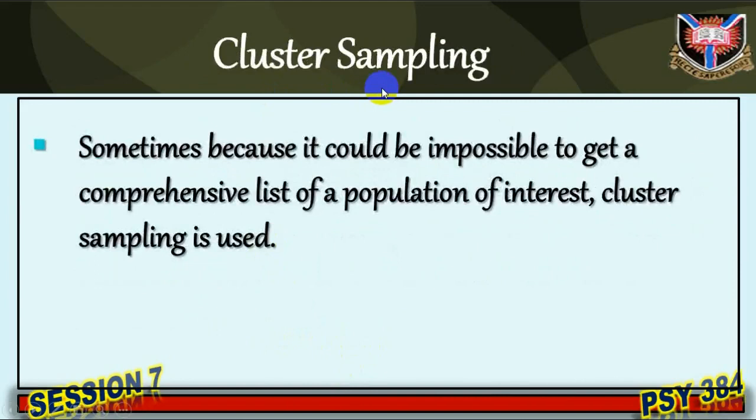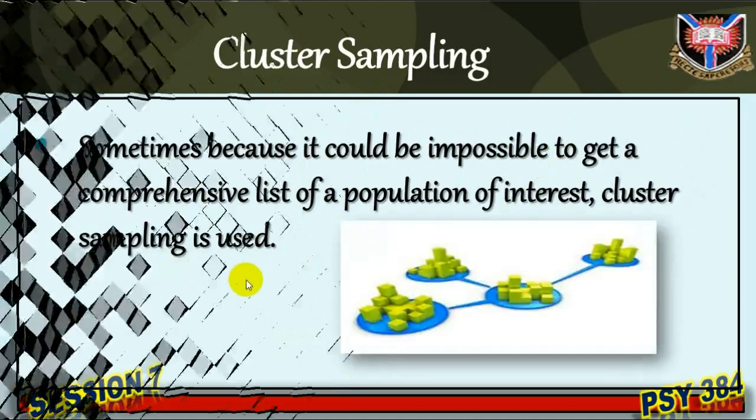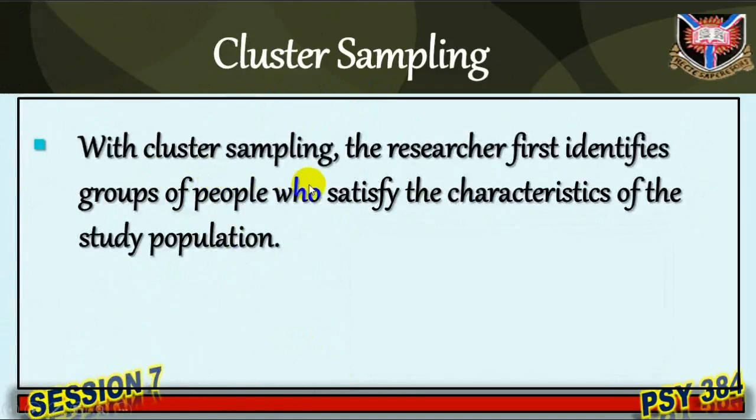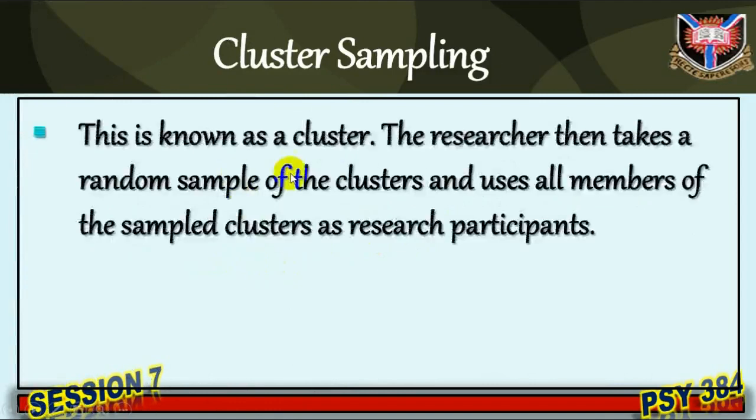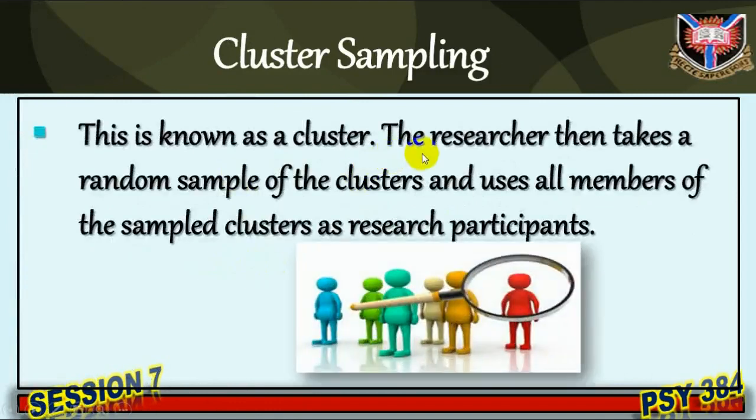Cluster sampling. Sometimes, because it could be impossible to get a comprehensive list of a population of interest, cluster sampling is used. With cluster sampling, the researcher first identifies a group of people who satisfy the characteristics of the study population. This is known as a cluster. The researcher then takes a random sampling of the clusters and uses all members of the sampled clusters as research participants.